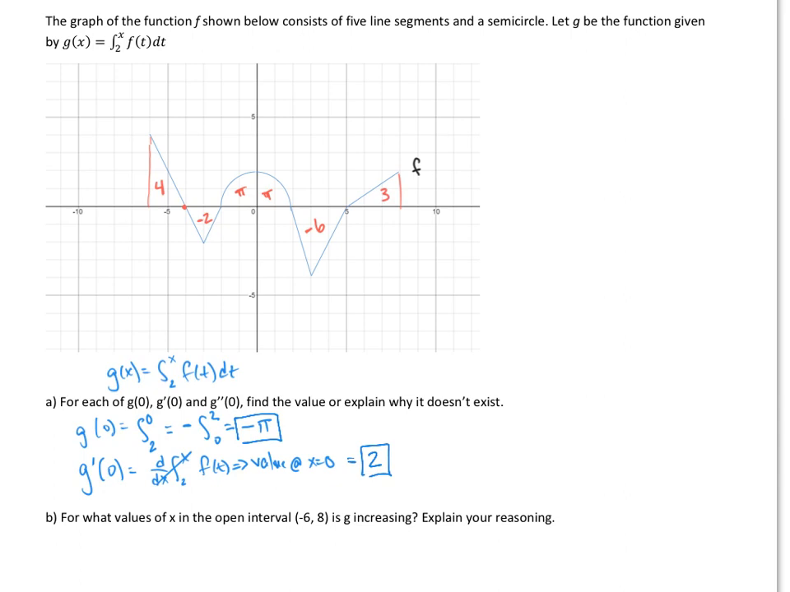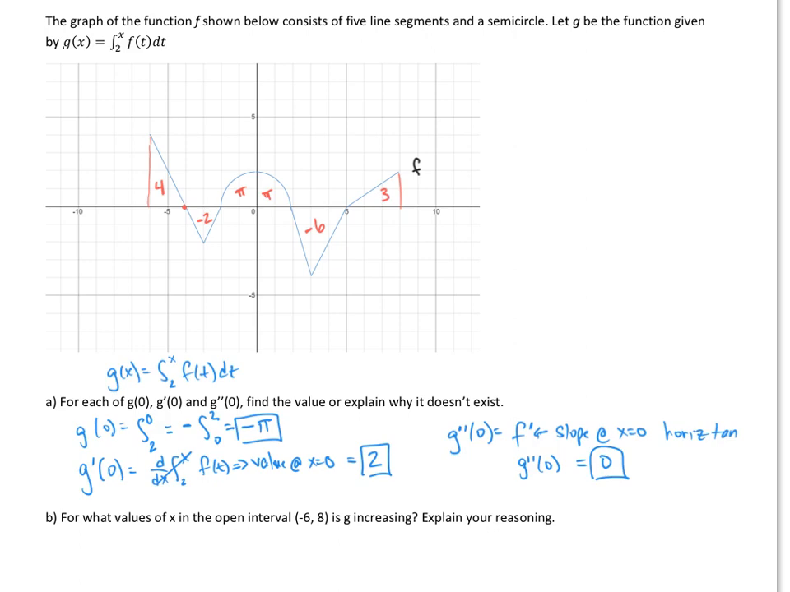Now moving on, I need g double prime of 0. This is like taking f prime, so now I'm looking for the slope at x equals 0. I take a look at here, and that's a horizontal tangent, so the slope is going to be 0. So this is a horizontal tangent, so g double prime of 0 is going to be 0.